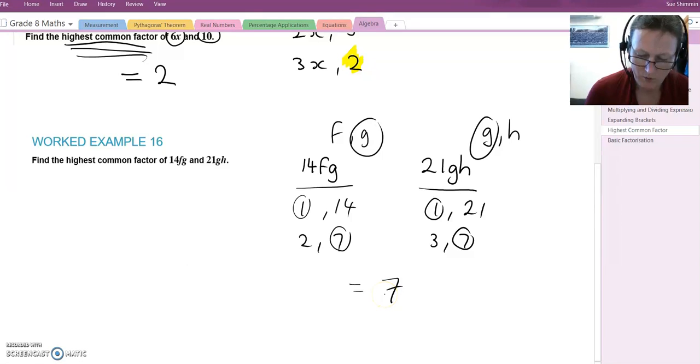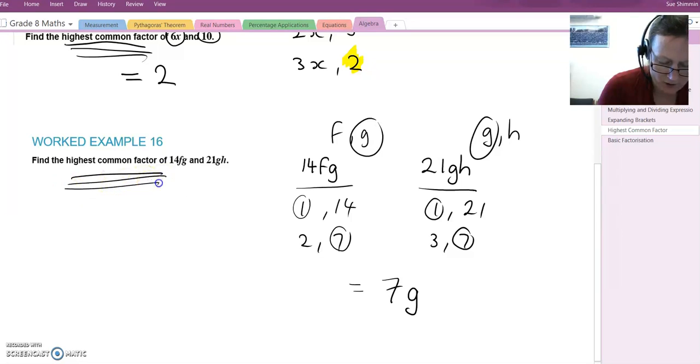So what I do now is write down that was my highest common factor from the numbers, and I combine that, multiply together. The highest common factor from the letters is G, so overall the highest common factor is 7G.